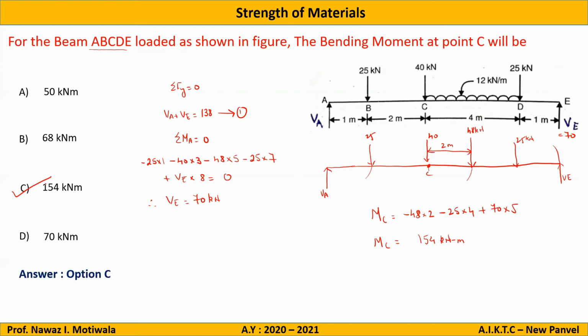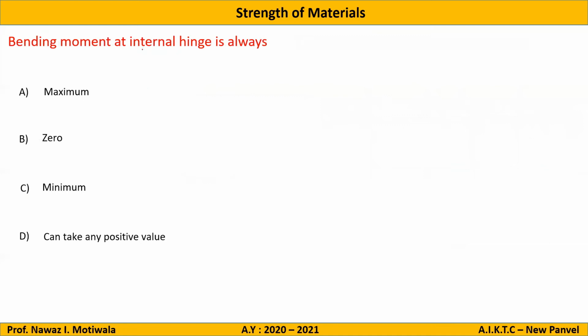Okay, so it's very simple. Just draw the free body diagram, find the support reactions, and find the moment at the point required. Okay, let us go to the next question, which says bending moment at internal hinge is always.